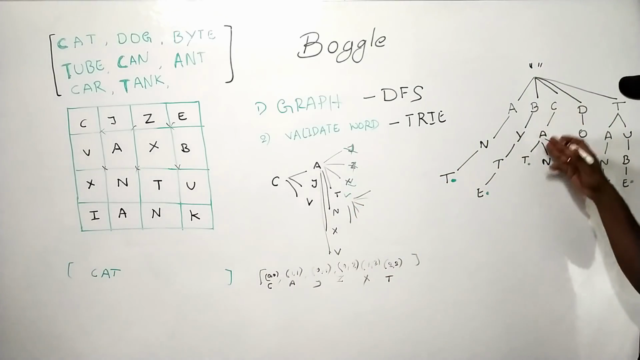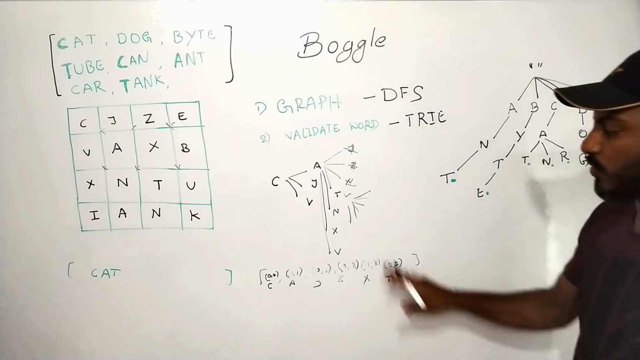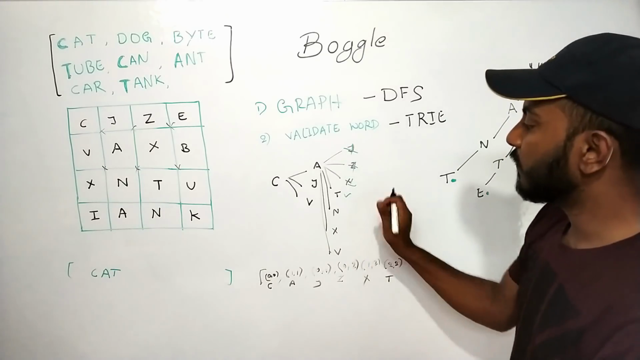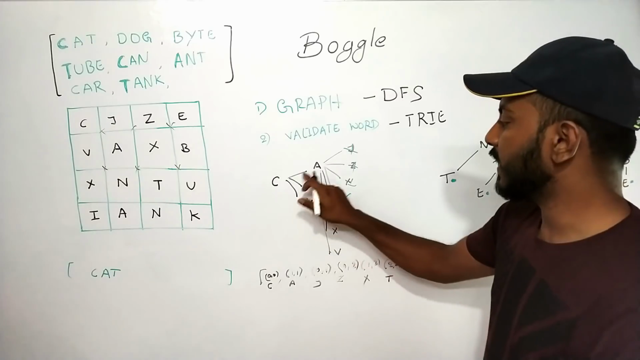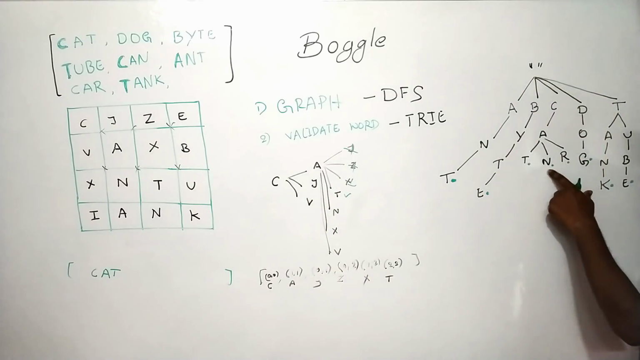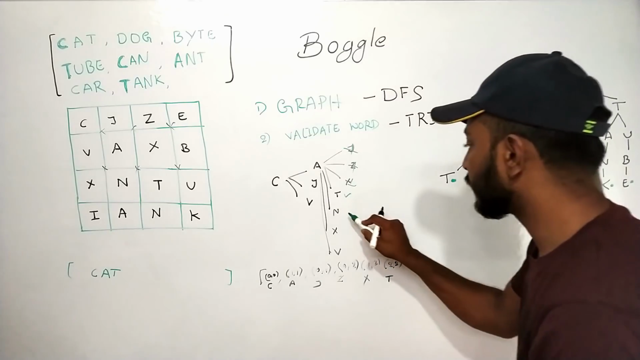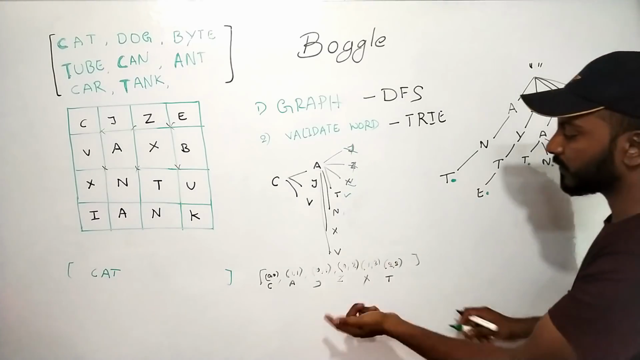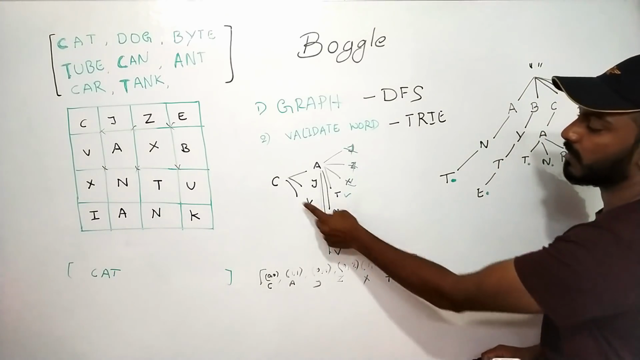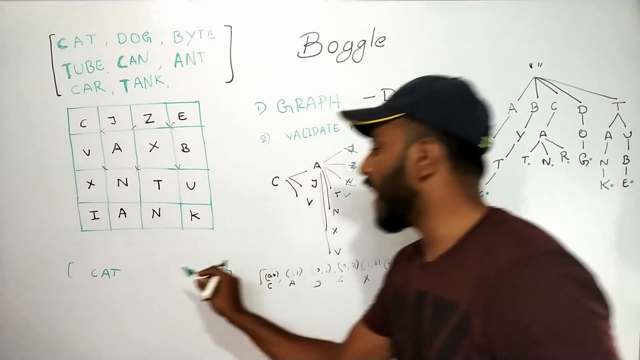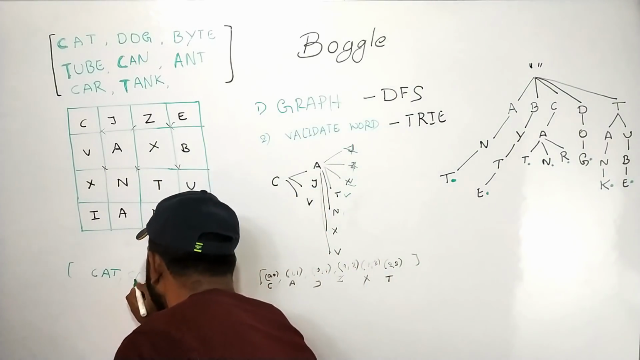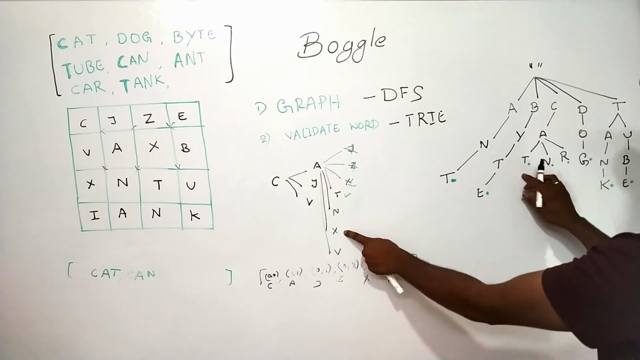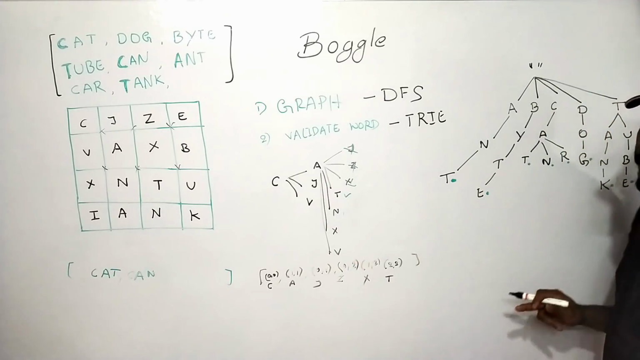But in this case, since after CAT there is no valid combination, there is no need to further traverse, to do DFS. We can go to the next neighbor, that is CAN. Let's search CAN, and it is also a valid word. So we have to check the further combination, and here also there is no further combination. So we don't need to traverse from the CAN node, but you can add C, A, and N to the valid word list. Next is CAX, which is not possible. CAB, it is not possible, there is no need to traverse.